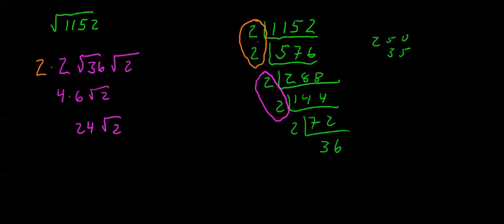Again, just start dividing by prime numbers, and when you find a pair, you circle it. Not a whole lot to it. If you know your multiplication and division tables, pretty simple.